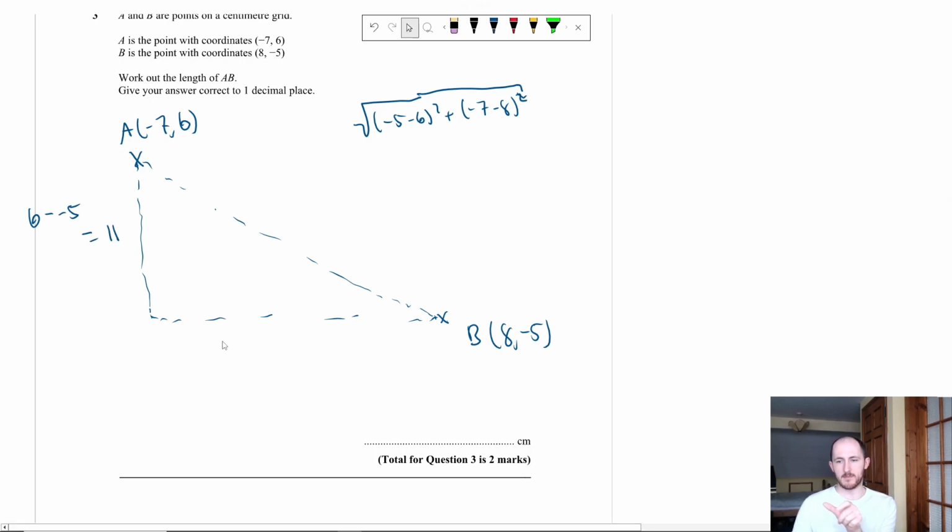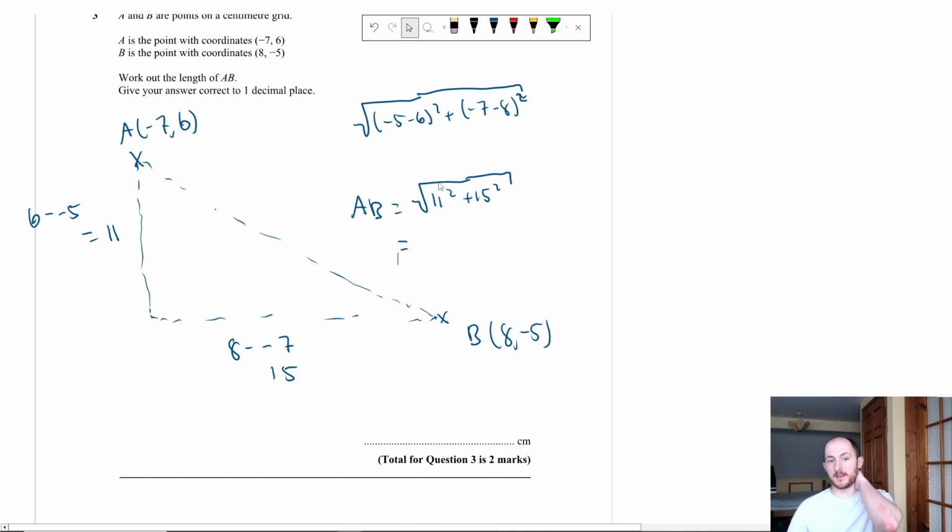And the bottom side is just the difference in the x values, which is 8 minus minus 7, which is going to be 15. So in short, this length AB here is just equal to square root 11 squared plus 15 squared. Because again, that's just Pythagoras' theorem. Both of those will give you the exact same answer. It's just that in the mark scheme, I imagine it's written like this as well. But a lot of mark schemes and explanations will just show you this equation.